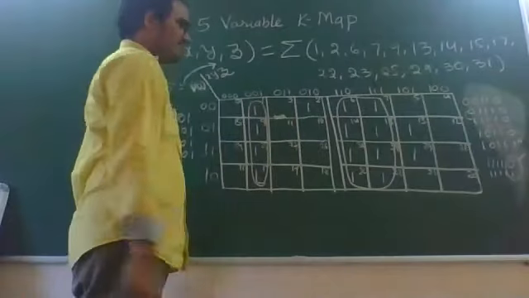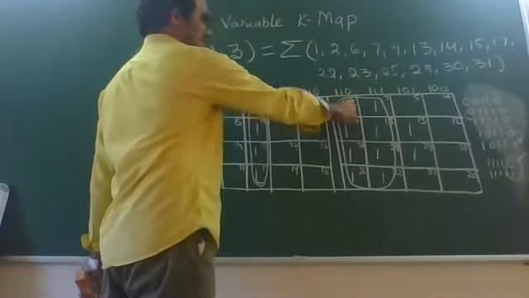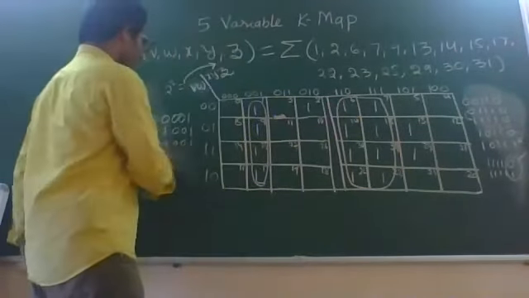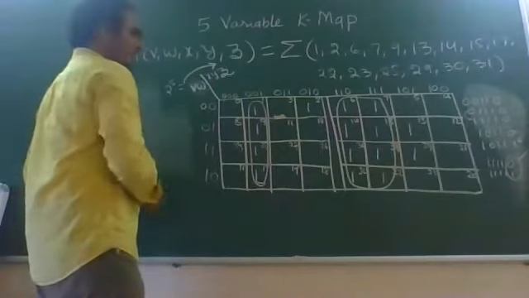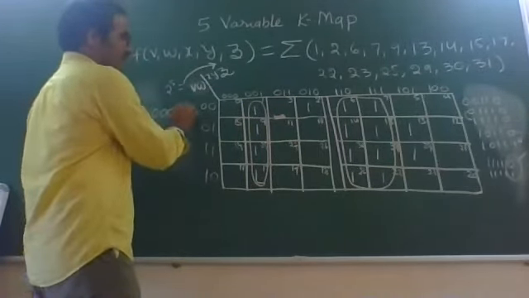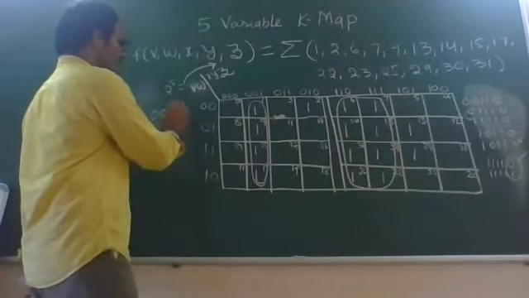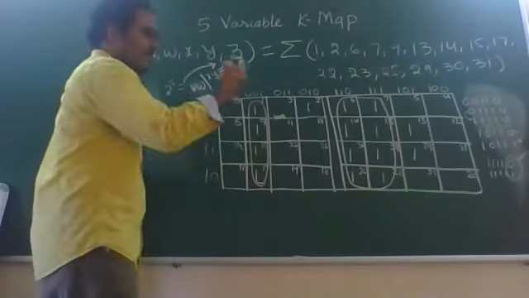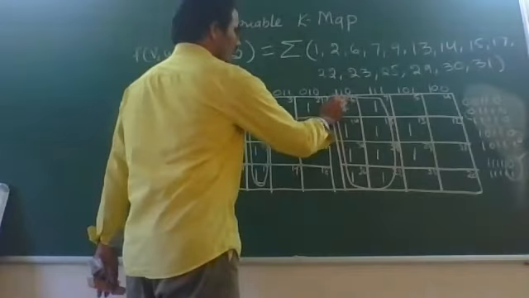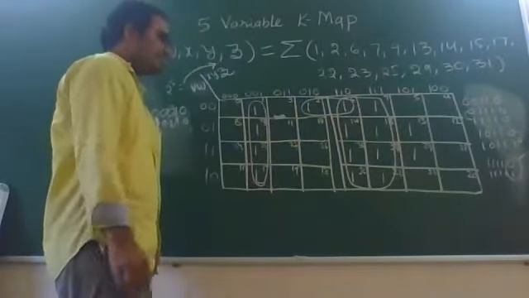2 is left. Cell number 2 is adjacent to 6. So let me write its binary form. 2 is written as 0, 0, 0, 1, 0. And 6 is written as 0, 0, 1, 1, 0. So there is only one position change. So 2 is adjacent to 6. Hence, we found those two as one pair.